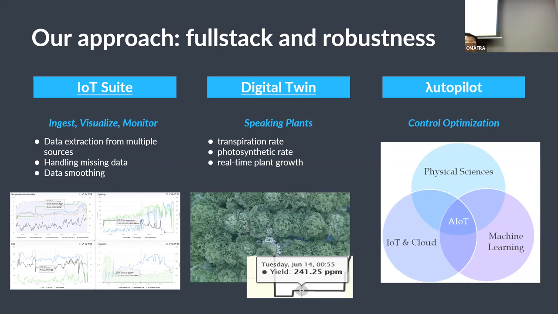The power sensor is noisy because, depending on the cloudiness and also your greenhouse structure, the power sensor, as an example, may go up and down crazily. So we need to handle the noisy data. We need to do the data stabilization and data smoothing. And then we have the digital twin. The digital twin takes all the data and does the reasoning and simulation and can tell us the current transpiration rate, the photosynthetic rate, and the real-time plant growth. The digital twin also has the purpose of feeding the autopilot, helping the autopilot with the planning and optimization.